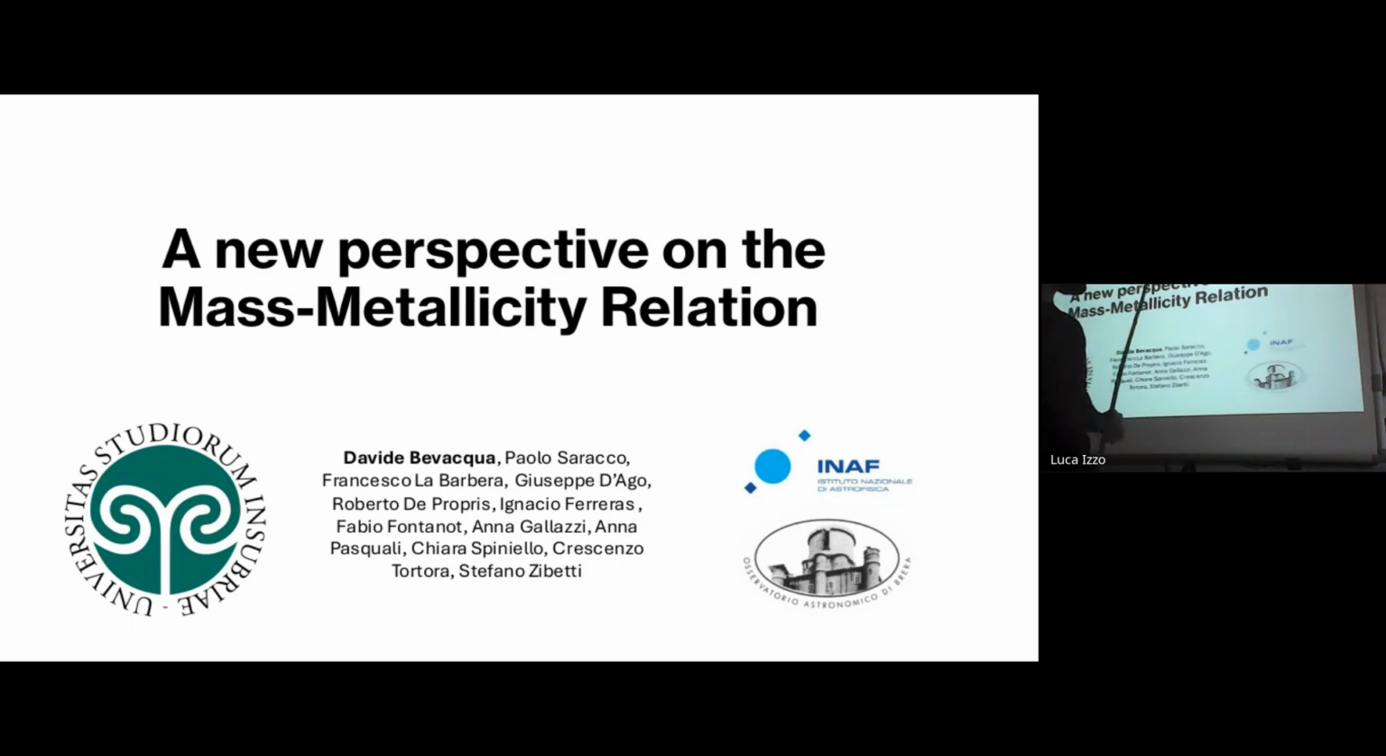So today I'm going to talk about a different view of the mass-metallicity relation, and in particular, I'm interested in the stellar mass-metallicity relation, and in particular about my focus on quiescent galaxies.